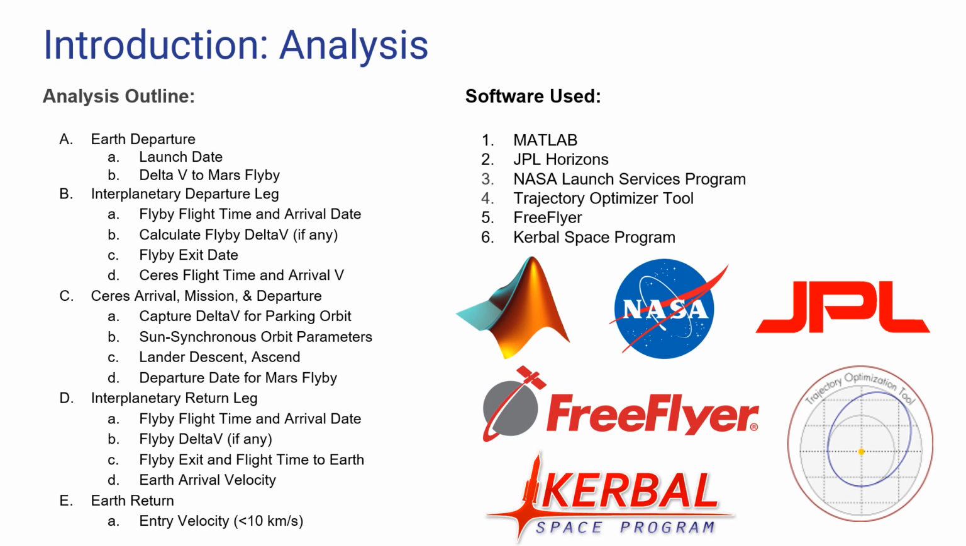The JPL Horizons program was used to find the ephemeris data. The provided trajectory optimizer tool was used to sort out any anomalies in our calculated values. Our launch vehicle was selected by the NASA Launch Services Program, and as previously stated, FreeFlyer and Kerbal Space Program were used to model the trajectories of the spacecraft and generate visuals.